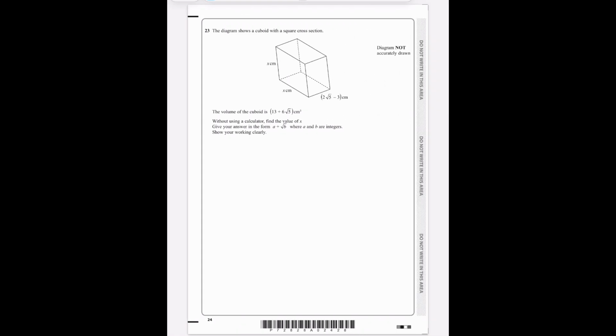Okay, question 23. We have ourselves a cuboid. We have lengths x, x and 2 root 5 minus 3. We're given the volume as a surd, and so we can construct an equation for the volume. The 3 perpendicular lengths multiply together, x squared times 2 root 5 minus 3 will be equal to 13 plus 6 root 5. This question is very much about playing about with surds.